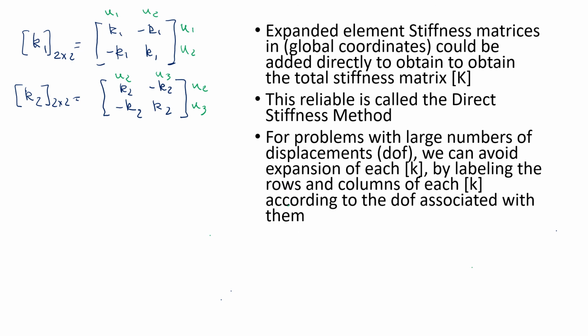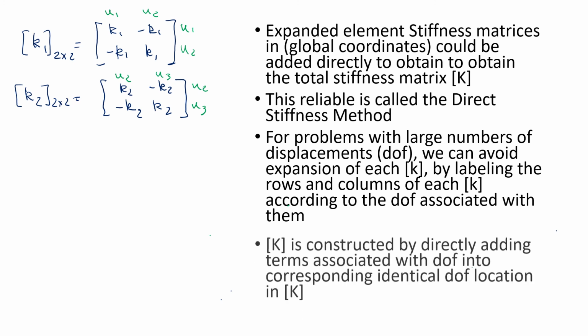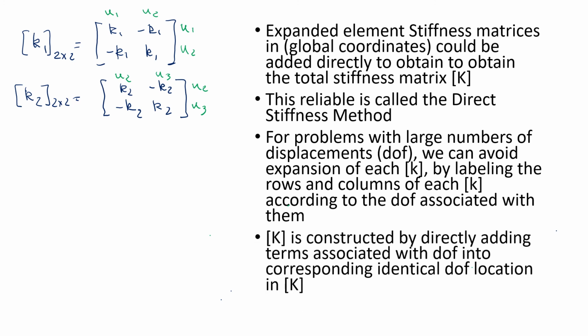For a problem with large numbers of displacement, we can avoid the expansion of each element stiffness matrix by labeling the rows and columns of each element stiffness matrix, as I just did, according to the degree of freedom associated with them. Then we can construct the global or the total stiffness matrix K directly by adding terms associated with degrees of freedom into corresponding identical degree of freedom location in the global matrix K. So let me show you exactly how we're going to do here.